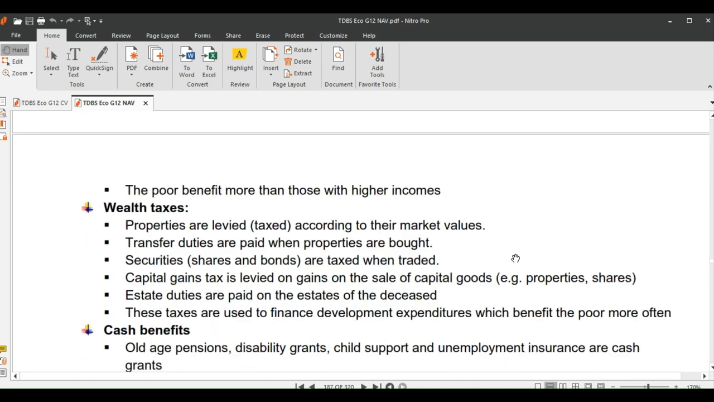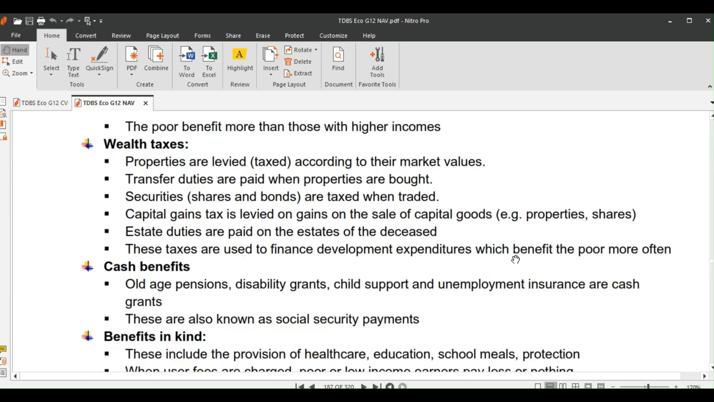Do you agree with the fact that the poor will benefit? We would like to hear your input on this one.